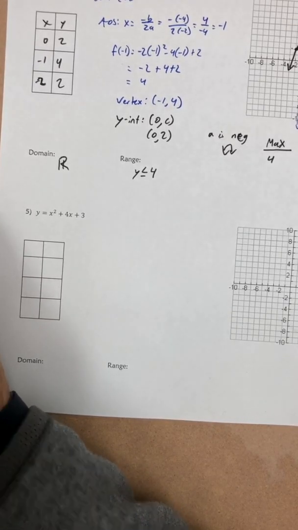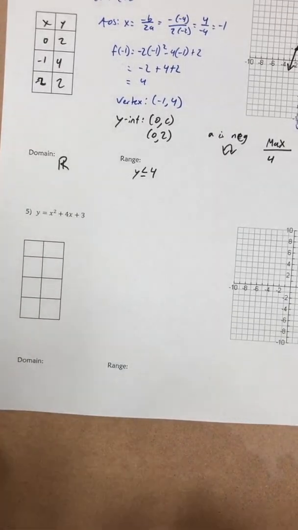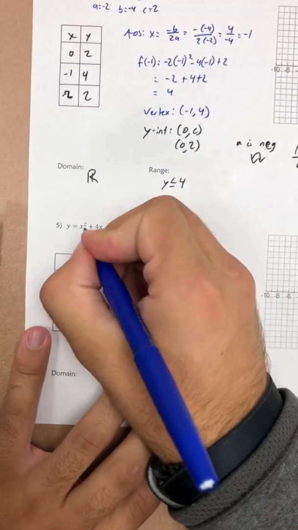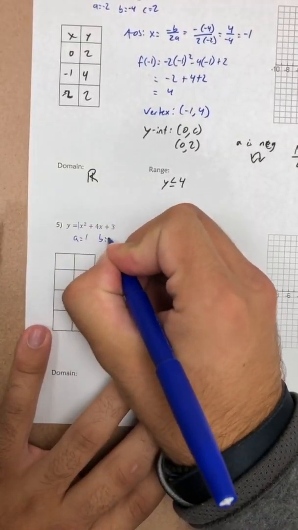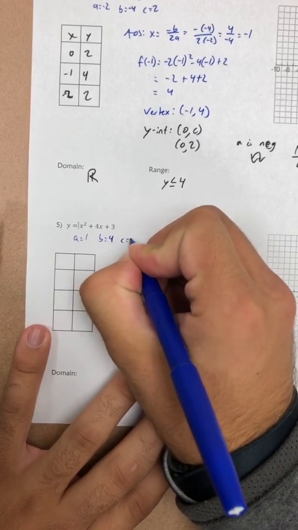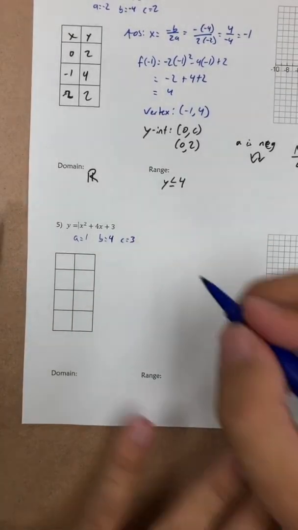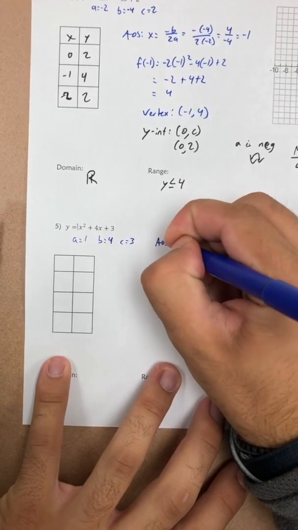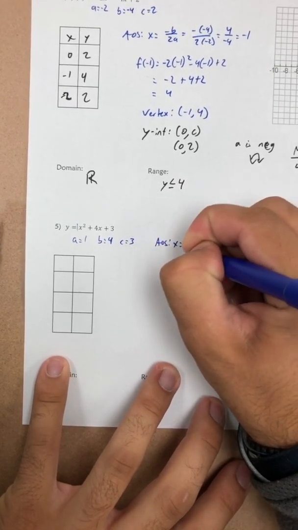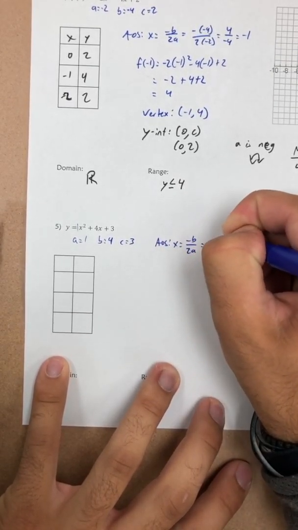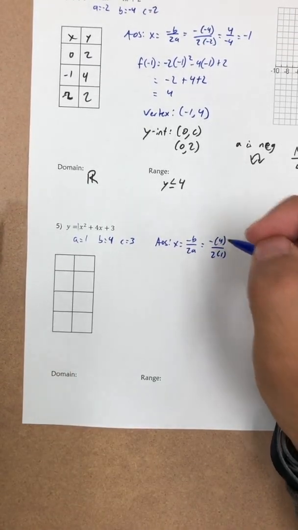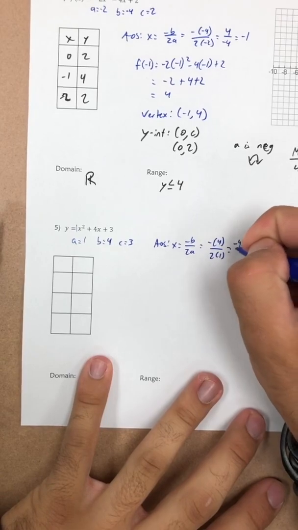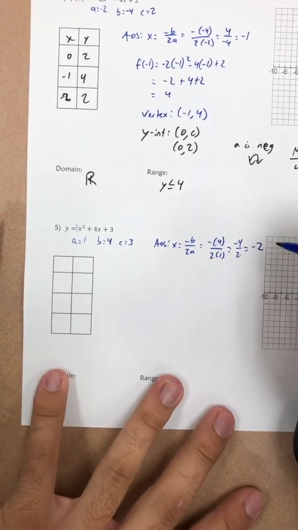So as always, I like to label my A, B, and C values. So remember, there's no number there, it's just a 1. So A equals 1, B equals 4, C equals 3. My axis of symmetry falls to x equals opposite B over 2A, so -4 over 2 times 1. So that is -4 over 2, which is -2.